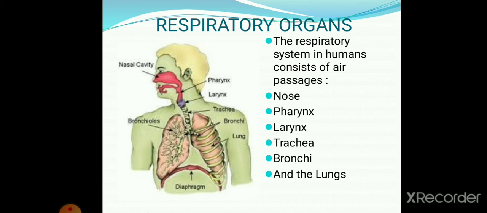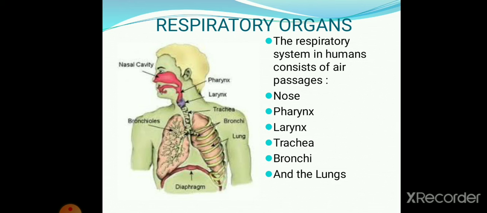Children, breathing means taking in air and giving out air from the body. It is a physical process which requires the respiratory organs. The human respiratory system consists of the air passage and the lungs.